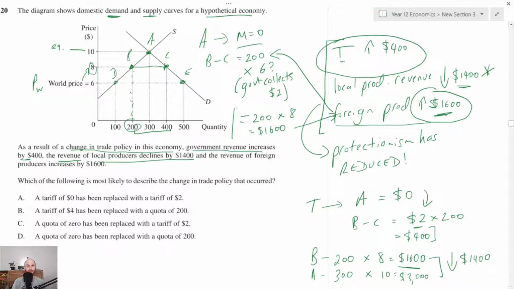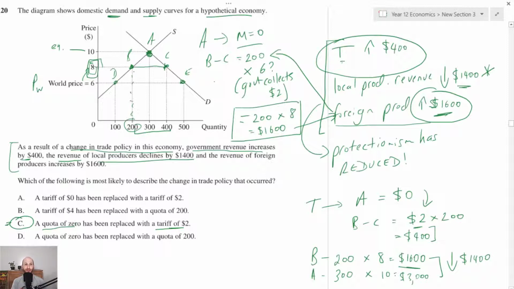So I'm not sure what we should take from this, whether from now on we have to take that in mind. But in terms of the question, what we are saying here is that no imports has been replaced with a tariff of $2, right? At point A, a quota of 0. But then when we move to get all of these factors, what we're talking about is moving from the world price 6 to 8, which represents a tariff of $2.